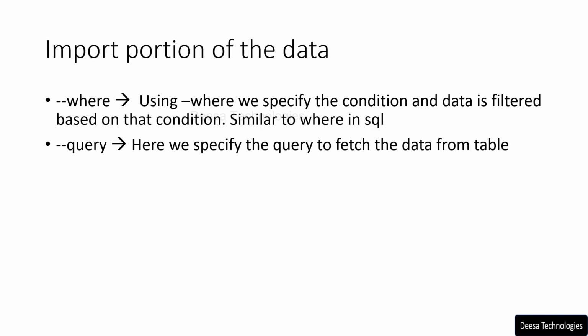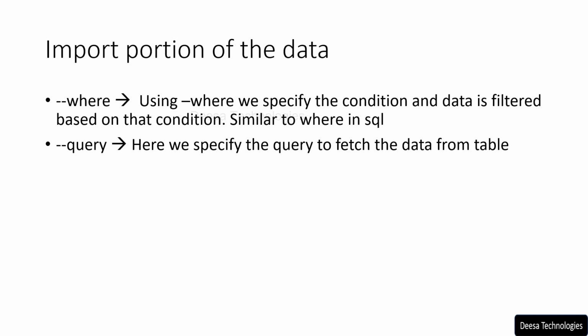One is using a where clause. Here we basically specify a filter condition. Based on this filter condition, it is going to filter the data and only that particular amount of data will be imported, very similar to the where clause in SQL. The second is called a free-form query. Now instead of a simple where clause, we can write a query, something very similar to how we would write an SQL query. So we can do all the joins and everything in that query, and whatever result comes out of that query, only those data will get imported into HDFS.